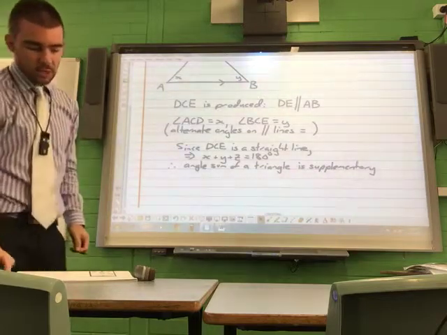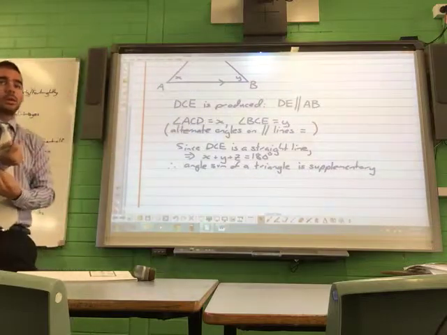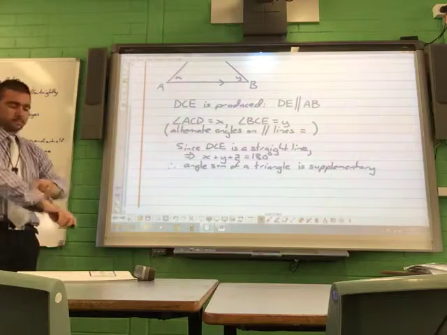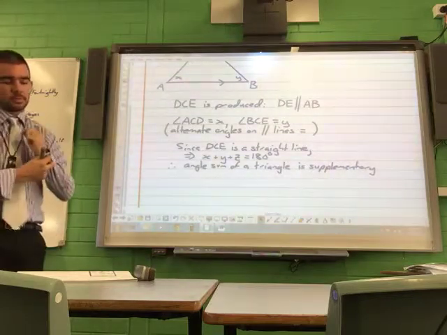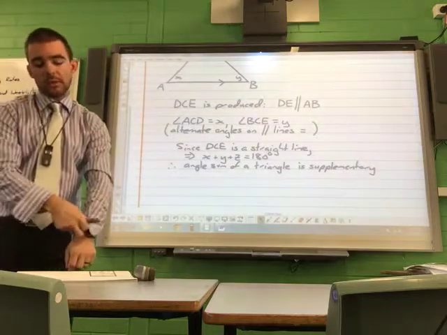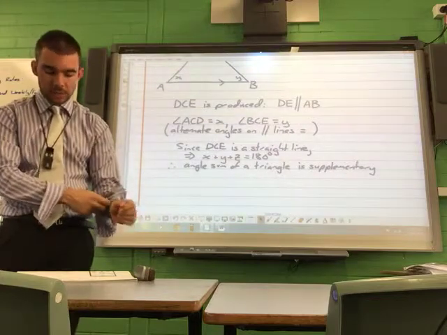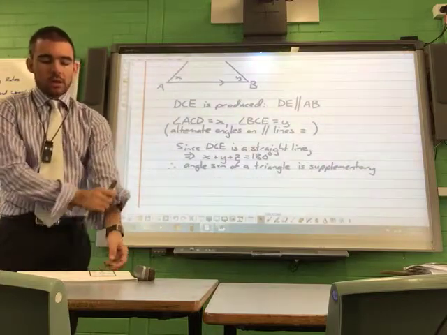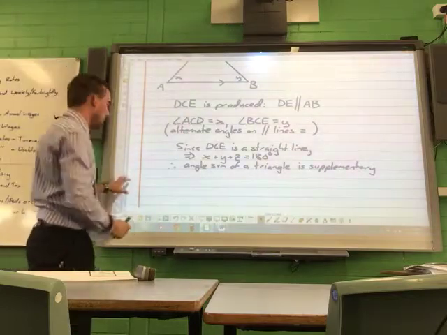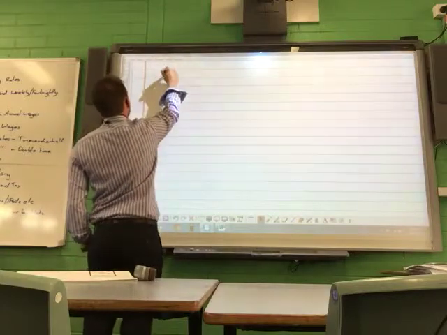Okay, so you need to know your three types of triangles: your scalene, your isosceles, and your equilateral. You also need to know about the angle sum of a triangle, and I've just done the proof there. The other thing you need to know is the exterior angle of a triangle. On page 24, the exterior angle of a triangle is equal to the sum of the two opposite interior angles. So let's draw another triangle to prove.